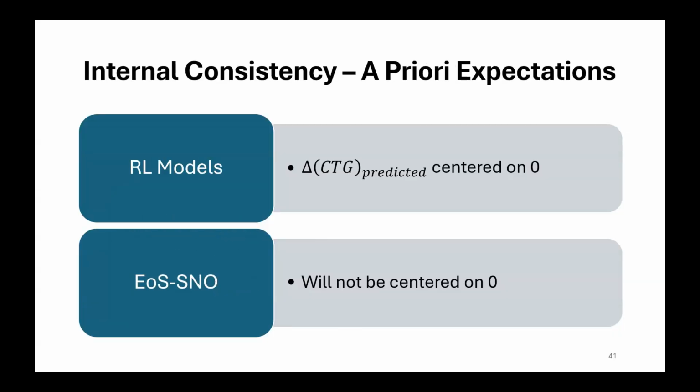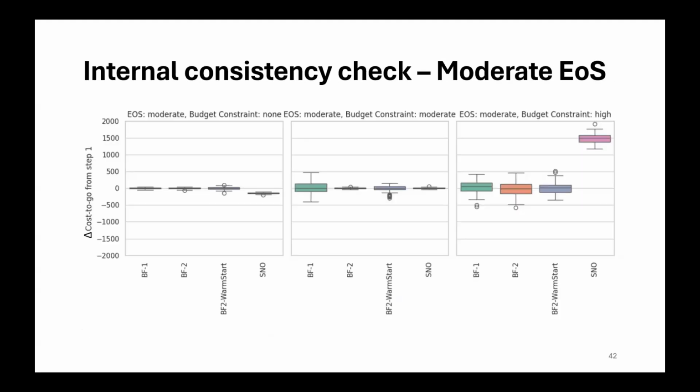So what about internal consistency? RL models should be internally consistent because that's what we wanted, and EOS SNO will not be centered on 0. So this is the difference between predicted and realized cost to go at step 1. So EOS SNO should not be centered on 0. RL models should be centered on 0. And we can see that, yes, indeed, RL models are centered on 0. SNO is not centered on 0.